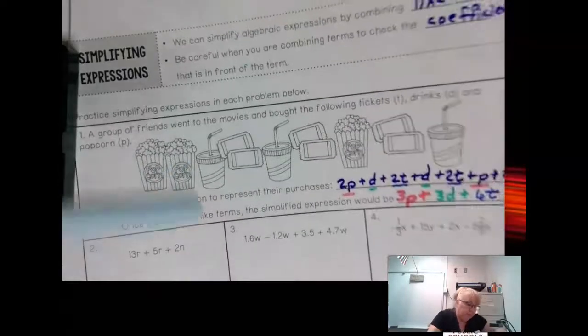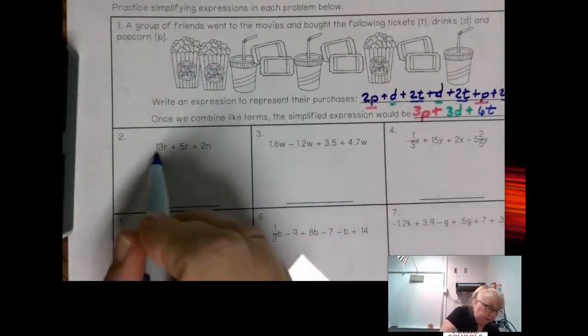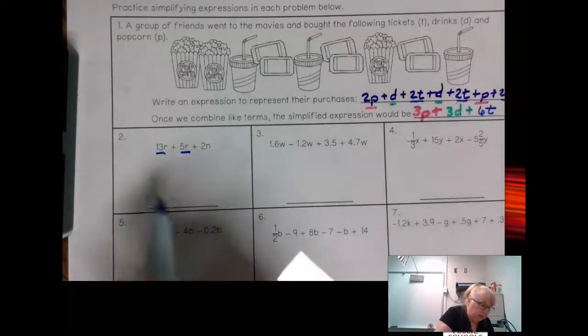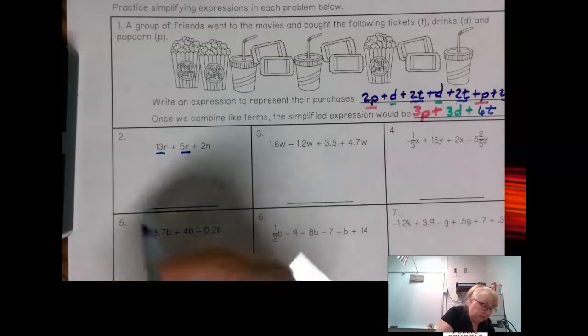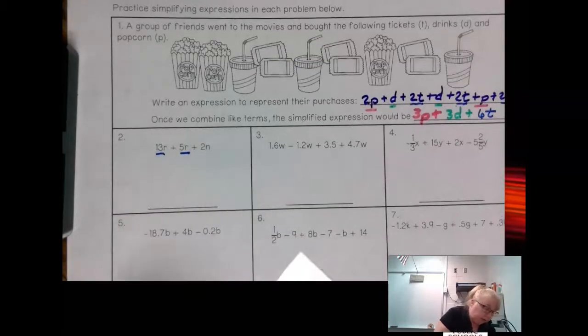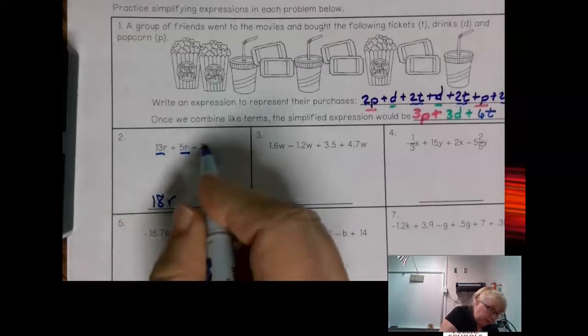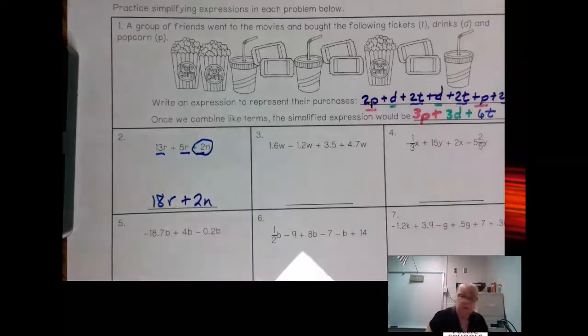Let's try some others. Look for our like terms. We have a r and a r. Nothing goes with the n, so we have 13 in front of the r and 5 in front of the r, so 13 plus 5 is 18r. And then this one we just bring down, plus 2n. And we're done.